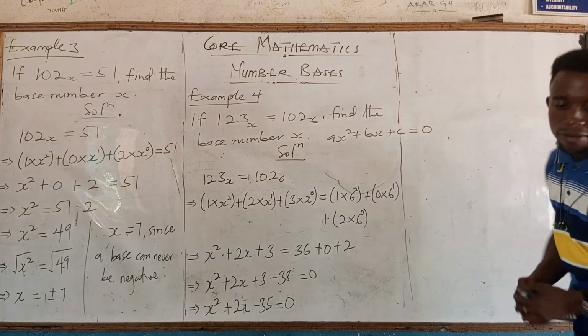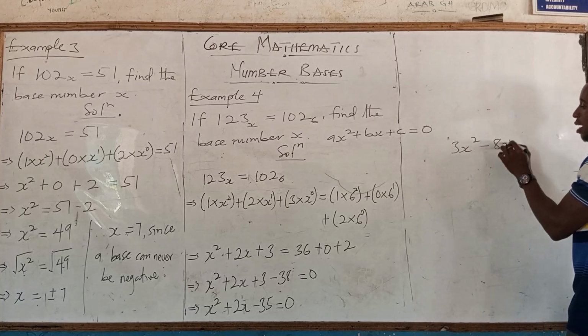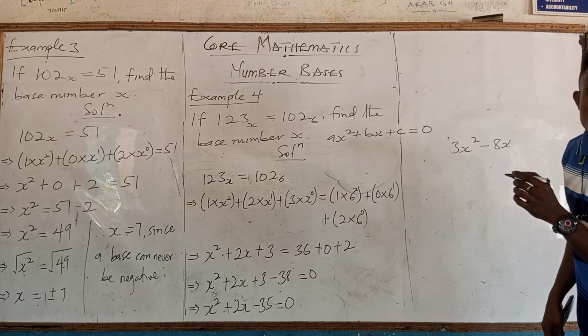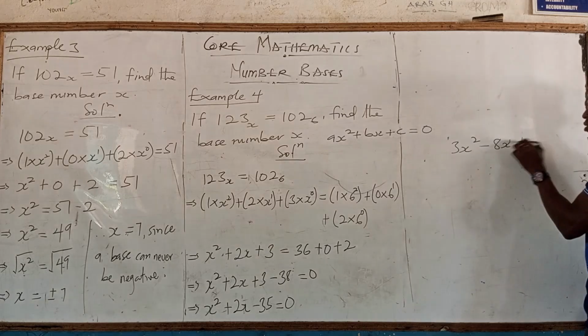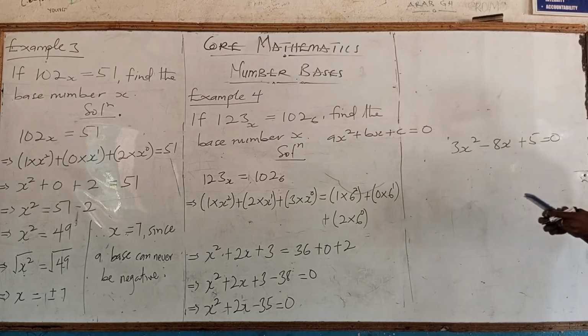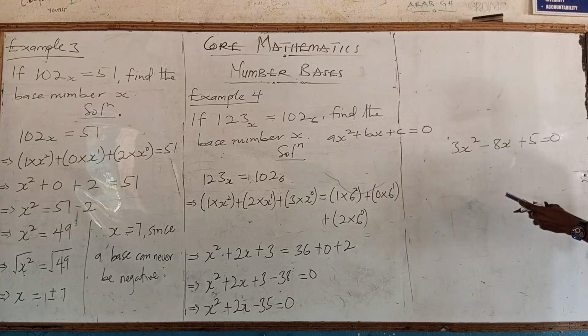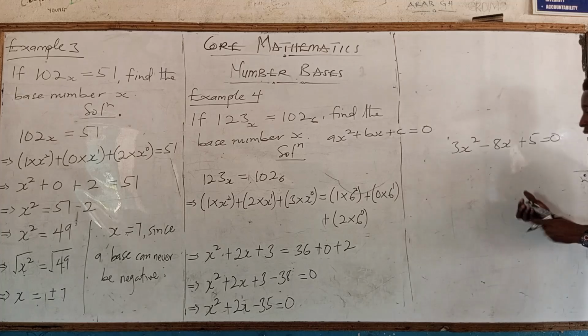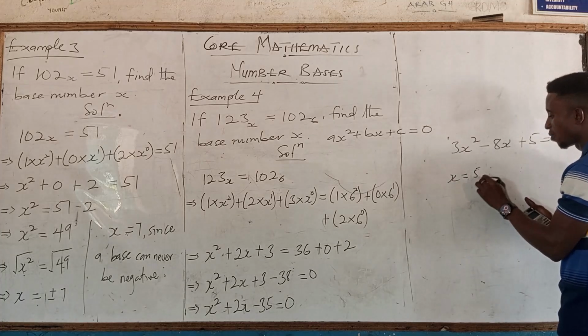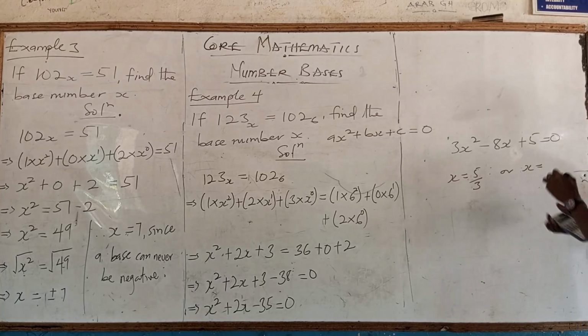I also have 3x squared minus 8x plus 5 is equal to 0. So what do we do? We quickly put it on the calculator. The calculator is getting us here to be 3, here to be -8, and the constant is now +5. So I put my +5. And I'm having x to be equal to 5 on 3, or x to be equal to 1.